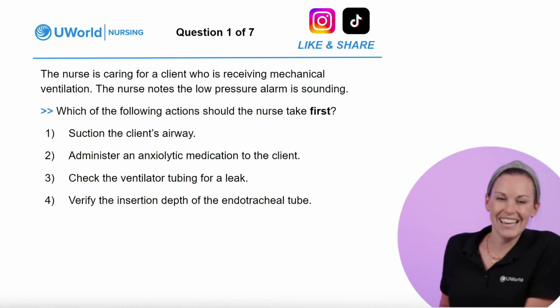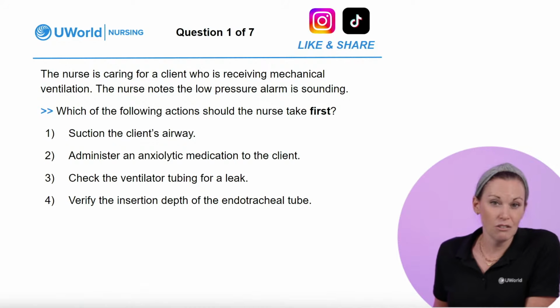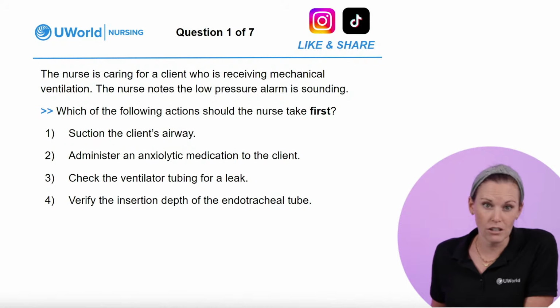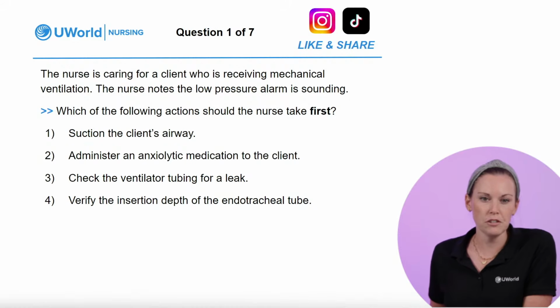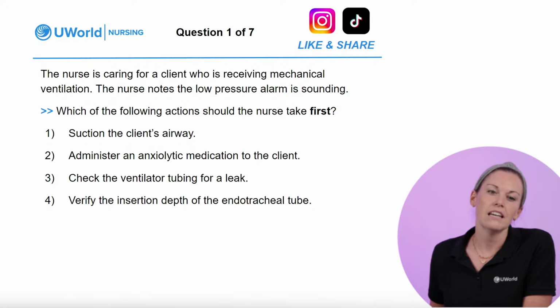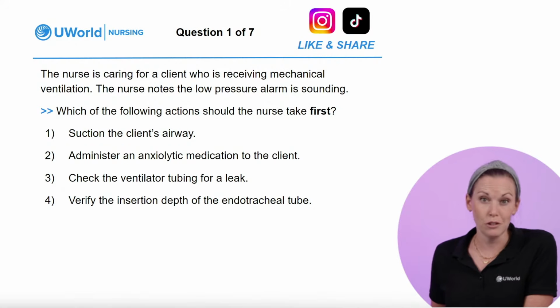All right, question one, let's do it. The nurse is caring for a client who is receiving mechanical ventilation. The nurse notes the low pressure alarm is sounding. Which of the following actions should the nurse take first? Option 1, suction the client's airway. Option 2, administer an anxiolytic medication to the client. Option 3, check the ventilator tubing for a leak. Option 4, verify the insertion depth of the endotracheal tube.